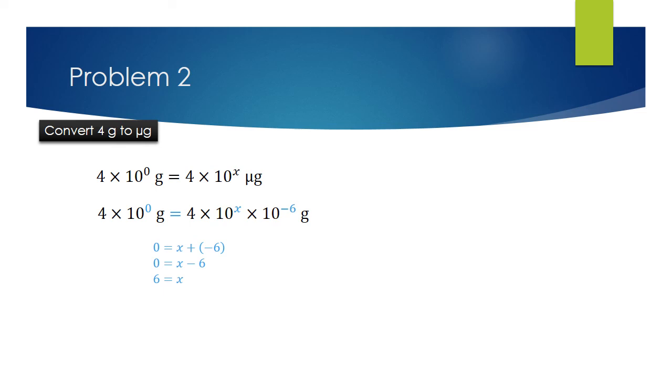Now make an equation with just the exponents, added because the numbers themselves are multiplied. The left side is just a 0, but the right side is x plus negative 6. Solve for x, we get 6. Now rewrite the number in the new units, micrograms, with x replaced with 6. That's our answer.